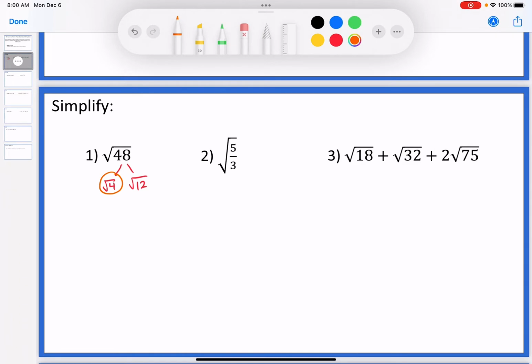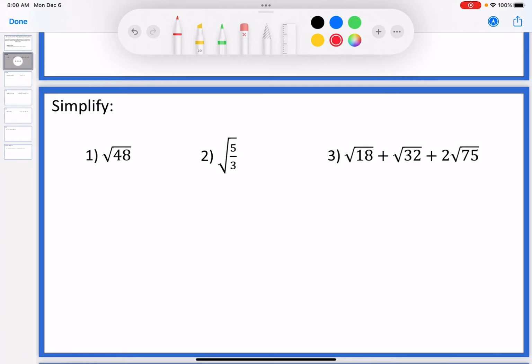However, 12 isn't done yet because 12 has some perfect square factors as well. So I could say, oh, the square root of 12 is really the square root of 4 times the square root of 3. So I need to keep going until I get all of those perfect square factors out. So the fastest way to do it is to think of your factors of 48 and look for the biggest perfect square possible right away.